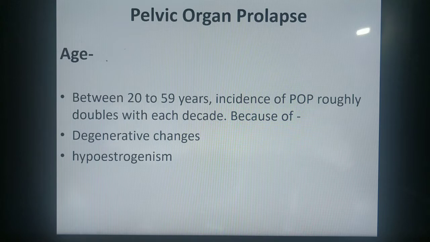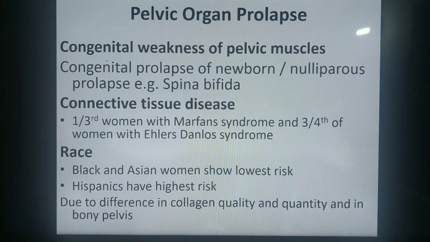Increasing age: between 20 to 59 years, incidence of pelvic organ prolapse roughly doubles with each decade. This is because of degenerative changes and because of hypoestrogenism, because the pelvic structures, muscles, fascia, connective tissue, they all are estrogen sensitive. Congenital weakness of pelvic muscles results in congenital prolapse of newborn, and nulliparous prolapse. Connective tissue disorders result in prolapse in 1/3 of women with Marfan syndrome and 3/4 of women with Ehlers-Danlos syndrome.